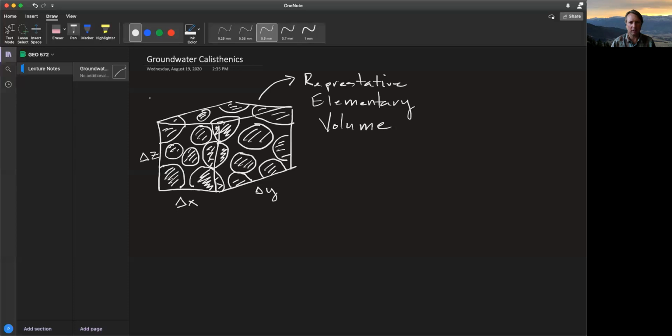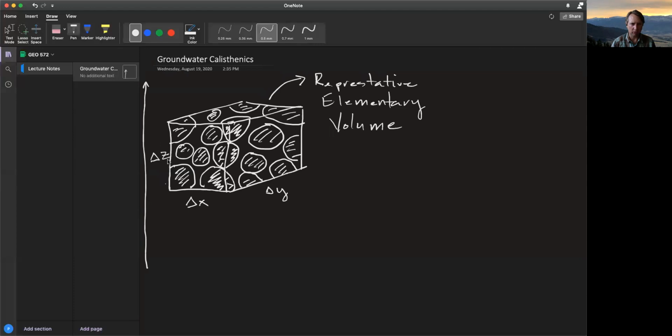The actual size of these REVs is up for debate a little bit, or depends upon our system. But in general, it is many hundreds of pore volumes. And so it's 100 to 1,000 times the grain size. So it's on the order of 10 centimeters for most porous media.